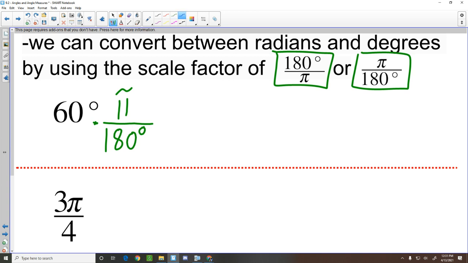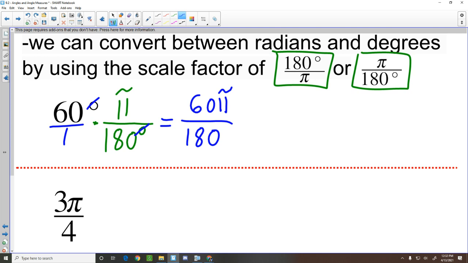Now, by putting the 180 degrees on the bottom, I've got degrees on top, degrees on bottom. They will cancel out. That's what we want. If I have degrees, I want the degrees to cancel, and I want to be left with the pi radians. If you want, you can write this 60 degrees over 1. I know that sometimes helps you with fractions. Then for multiplying, you just multiply across the top and multiply across the bottom. 60 times pi is 60 pi. 1 times 180 is 180.